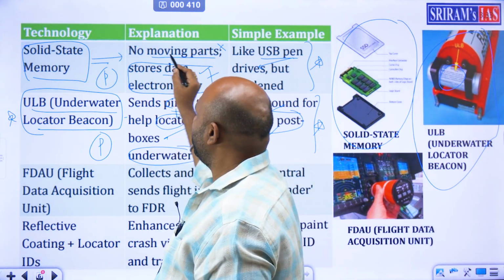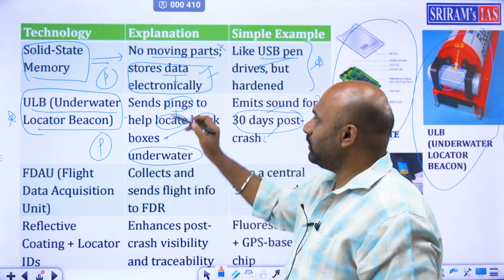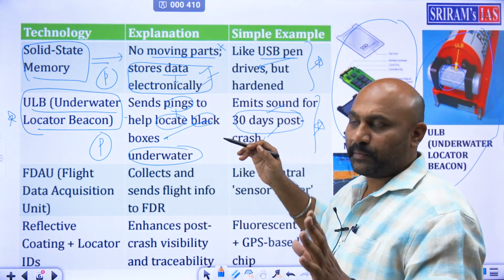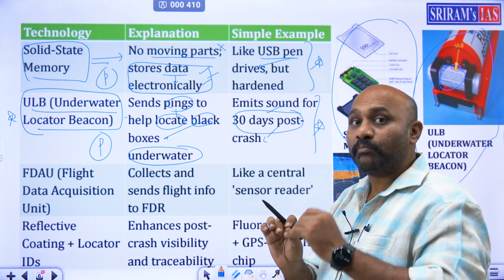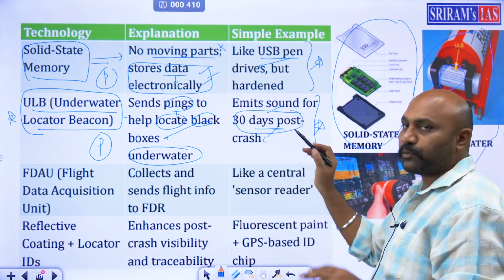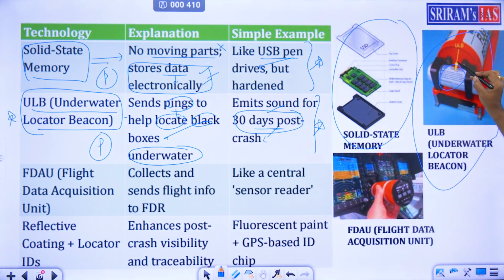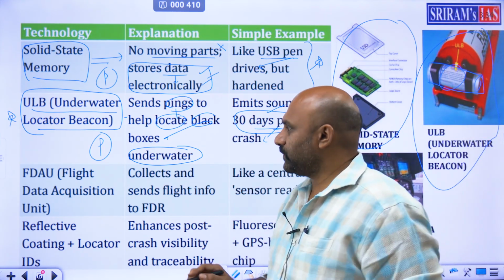Solid state memory chip has no moving parts, it stores data electronically just like a USB pen drive. But ULB pings to locate the black box location post crash. So it works for 30 days post crash, and this is how the ULB looks like. This white thing which is there, this part is the ULB part. So 30 days, that's the point.